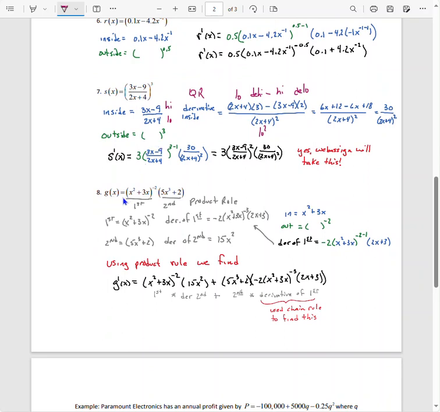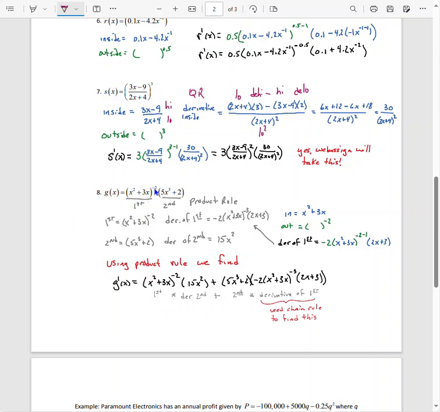Number 8, g of x equals x squared plus 3x, all to the negative 2 power, times 5x cubed plus 2. Oh, I said the word times as I was reading it, which tells me I'm going to have a product rule. With the product rule, I'm going to look at first and second, and the derivative of the first and the derivative of the second. So, product rule: first times derivative of the second plus second times derivative of the first. Those are the words I usually use.